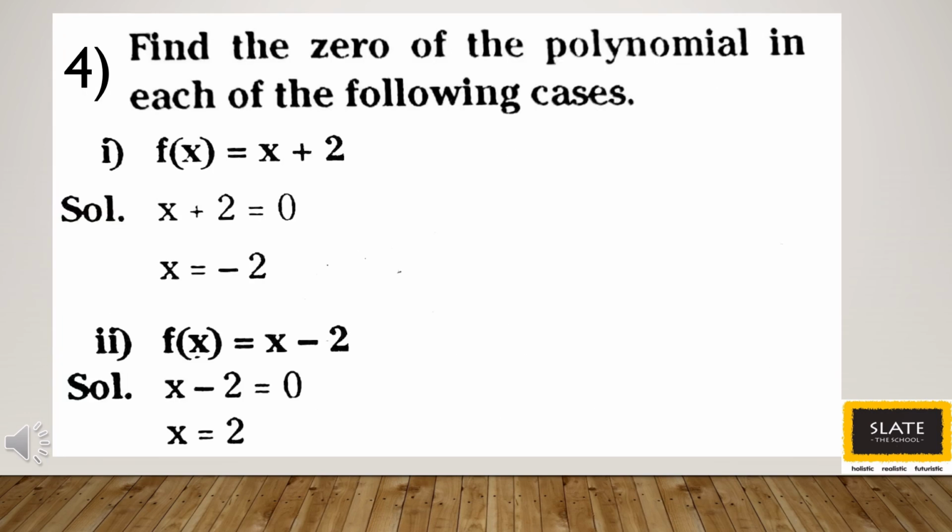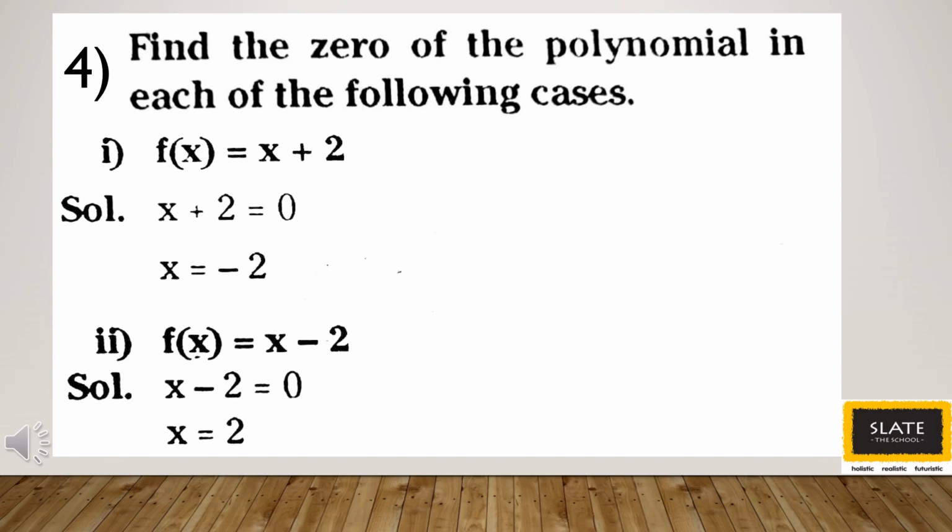Fourth question. Find the 0 of the polynomial in each of the following cases. Now to find the 0 of the given polynomial, equate the given polynomial to 0 and make x as the subject. Now first one, f of x is equal to x plus 2.